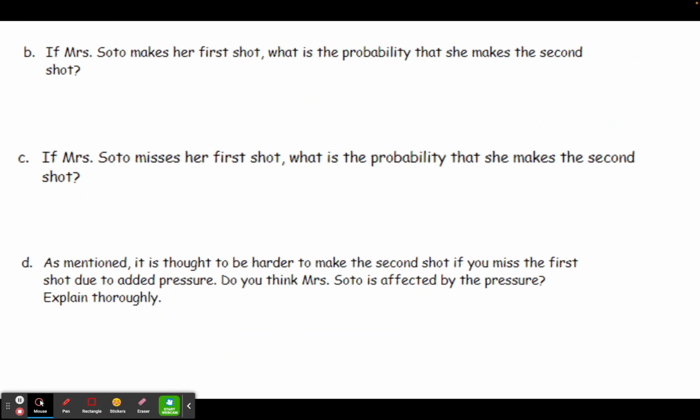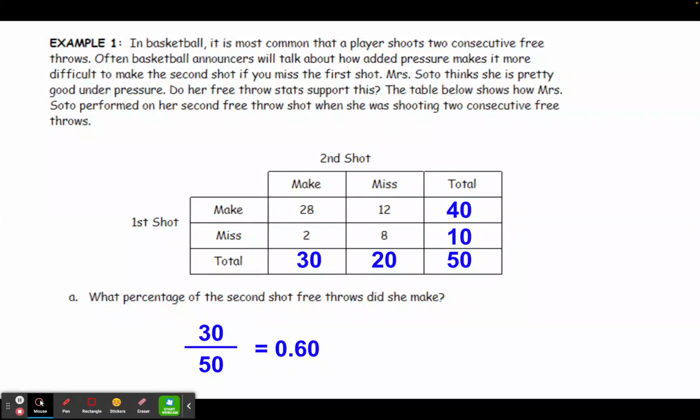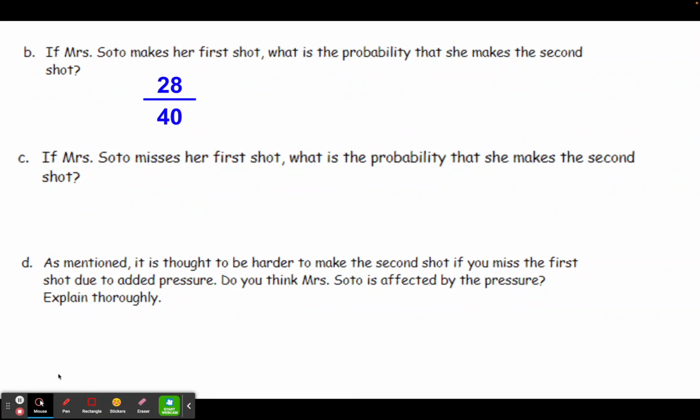Now we're going to look at some conditional probabilities. In letter B, for example, it says, if Mrs. Soto makes the first shot, what is the probability that she also makes the second shot? So now, instead of looking at the entire table, we're only looking at the case where she made the first shot. So we are essentially looking at just this row in the table. And that would be out of 40. And notice that I made 28 of the 40. So we're just using that row because we're doing a conditional probability. So that probability would be 28 out of 40, which is 70%.